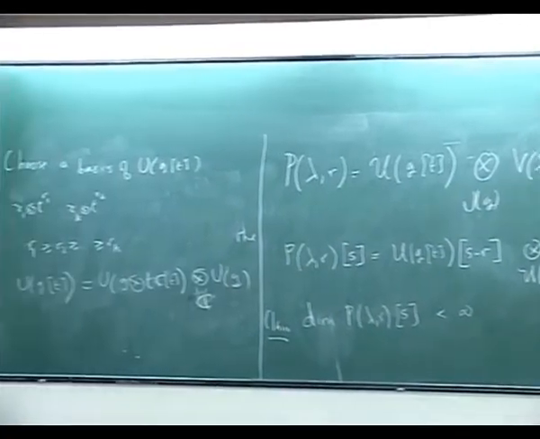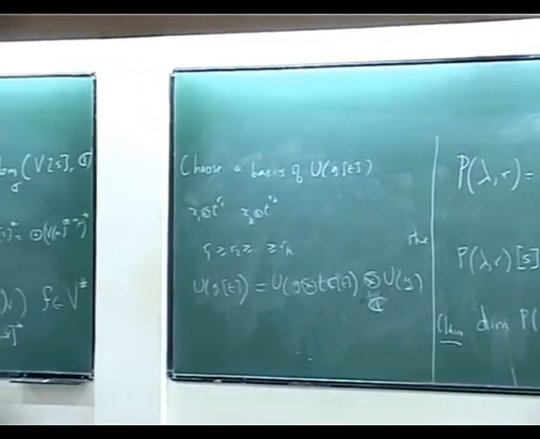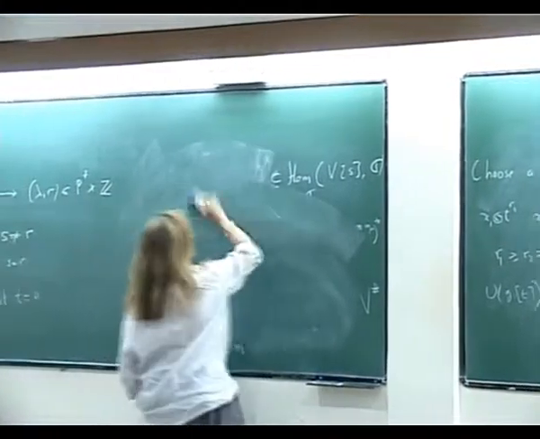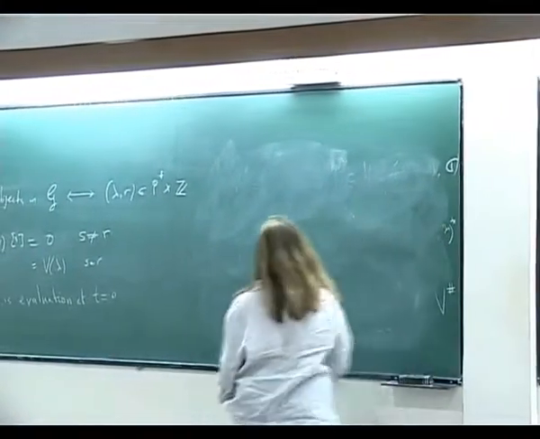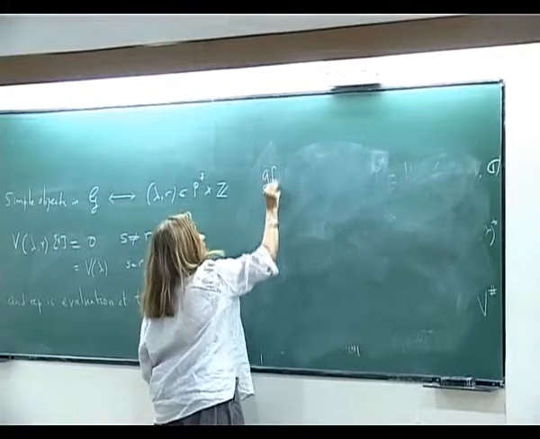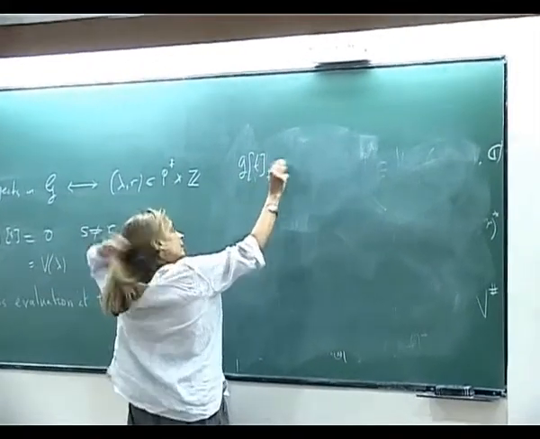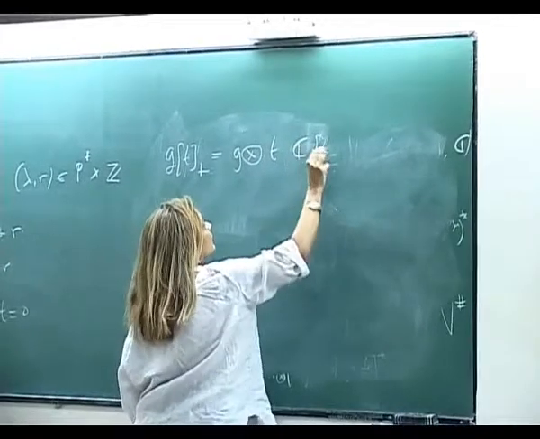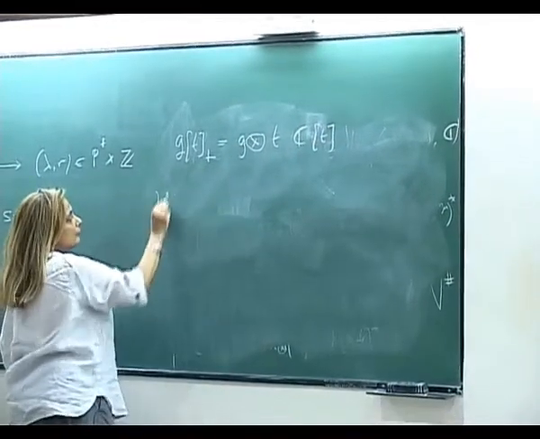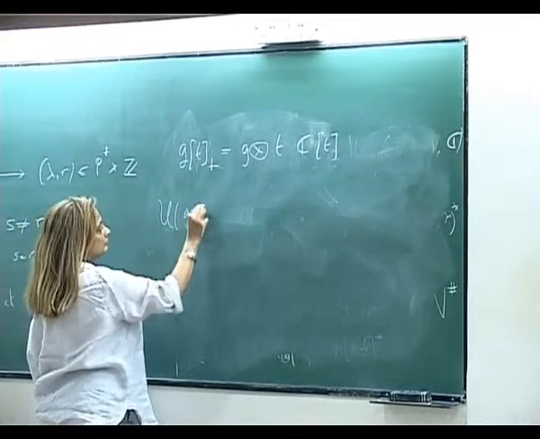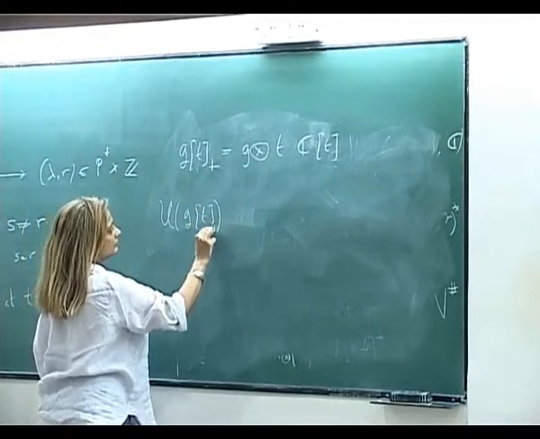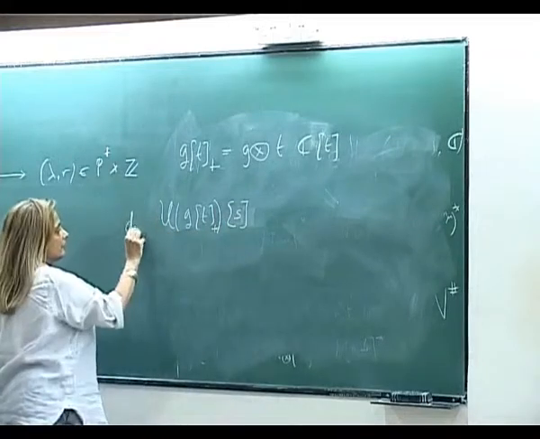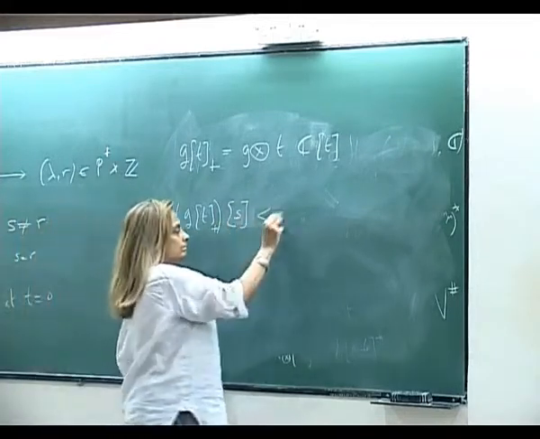And if you look, what are the graded pieces? Now it's quite obvious, I think, that the graded pieces in U of GT plus are finite dimensional. So let's use the notation G of T plus to be equal to G tensor T C[T]. Okay. So if you look at U of GT plus, and you look at its s-th graded piece, this is finite dimensional. Do you agree with that?